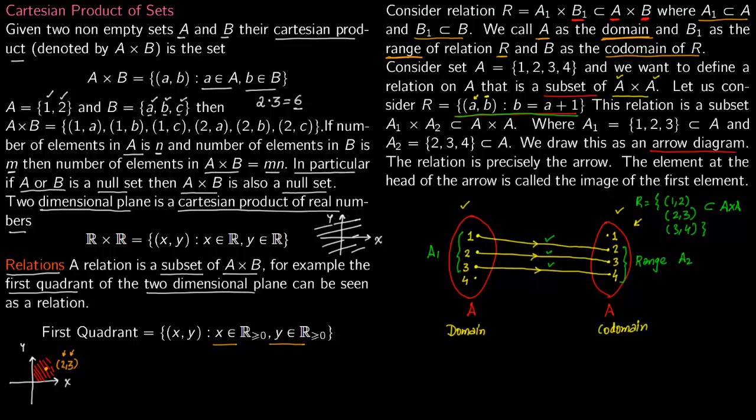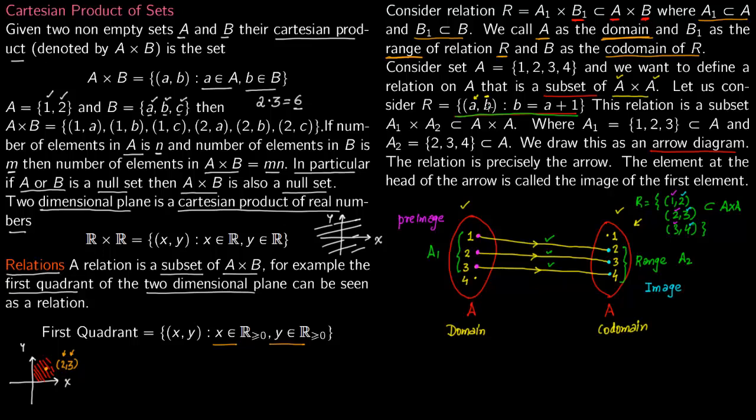Now the last and very important thing is that these elements 2, 3, 4, where the arrow lands, so the arrow is landing in 2, 3 and 4. These 2, 3, 4 are called the image. And the arrow starts from these points 1, 2, 3. The starting points of the arrow are called the pre-image. You can see this directly in the relation also. The first element is the pre-image, this is the pre-image, this is the pre-image, and the second element is the image. So this is the image, this is the image, and this is the image.